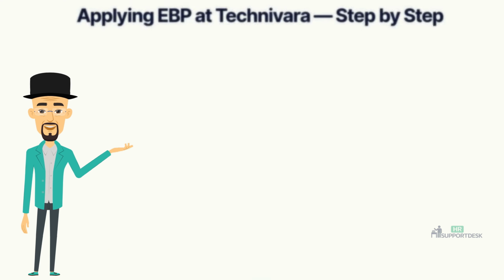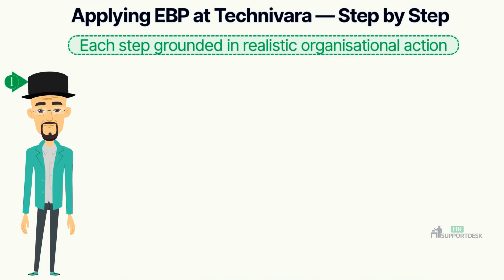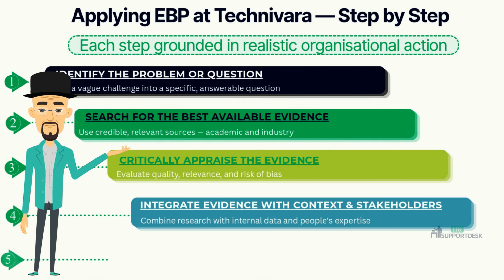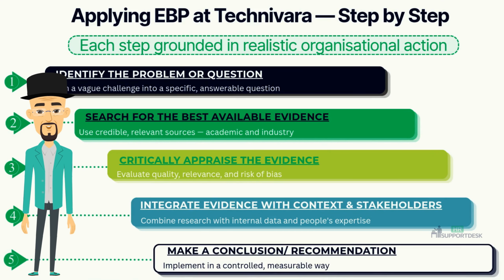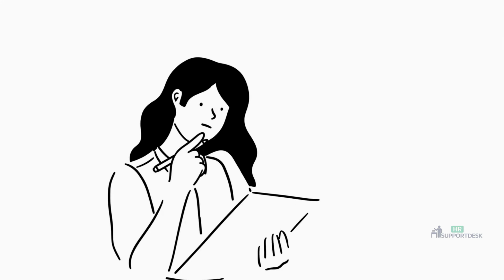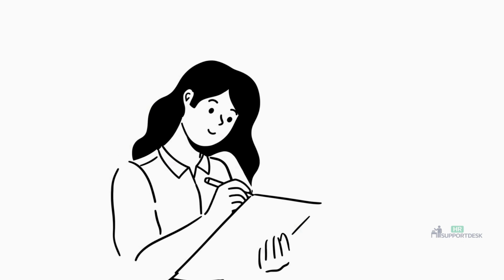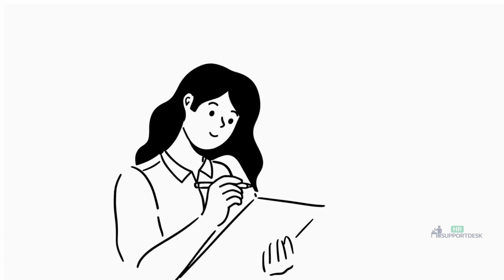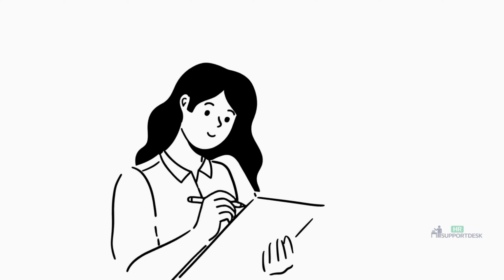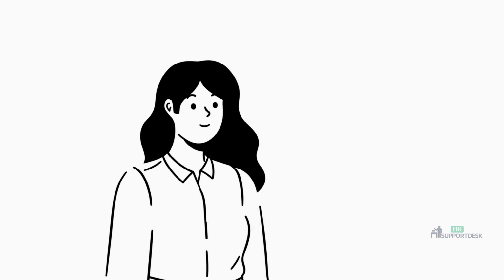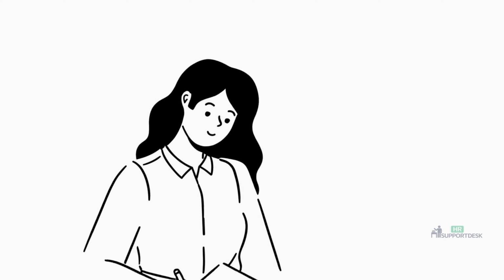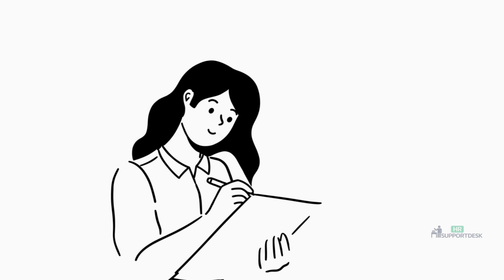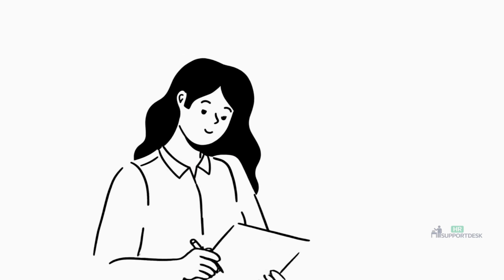Moving forward, the second part of the question is equally important. You must apply EBP to Technivara's context, meaning your examples must be realistic and relevant to the organization. At Technivara, decisions are currently influenced by traditional, paper-based systems and limited use of workforce data. This creates a clear opportunity for EBP to improve decision-making by introducing more structured, data-driven approaches.